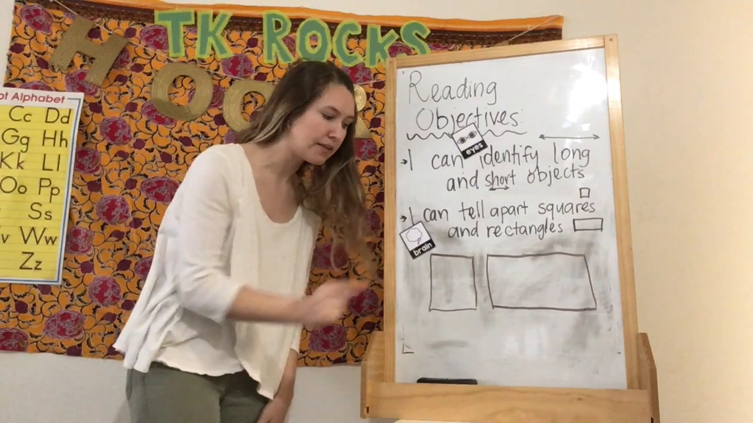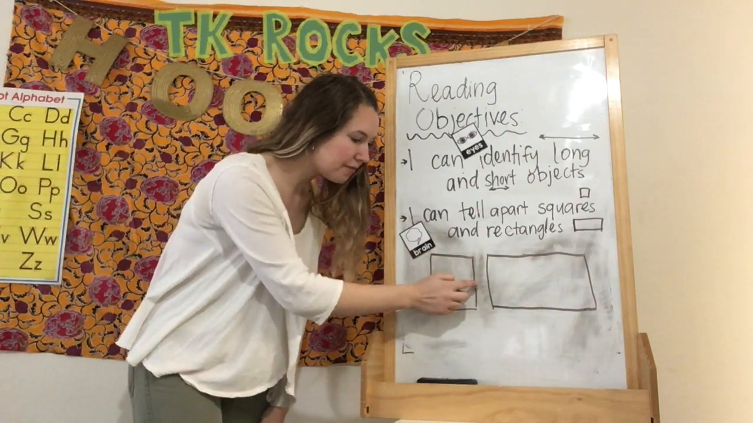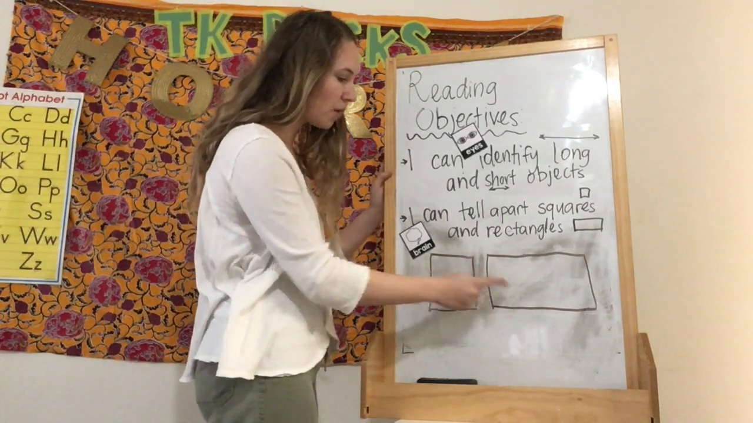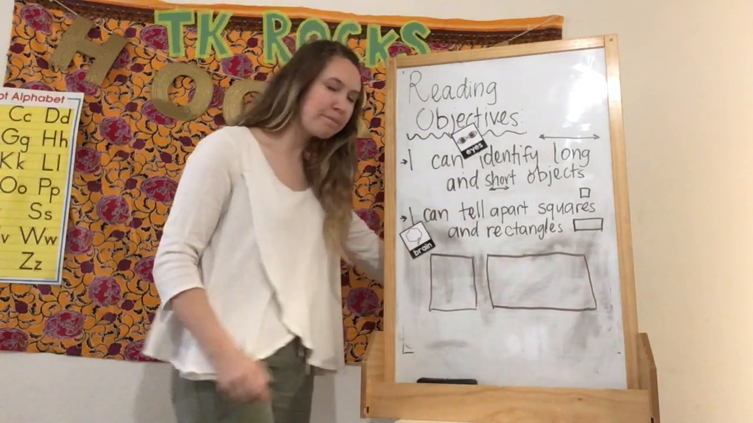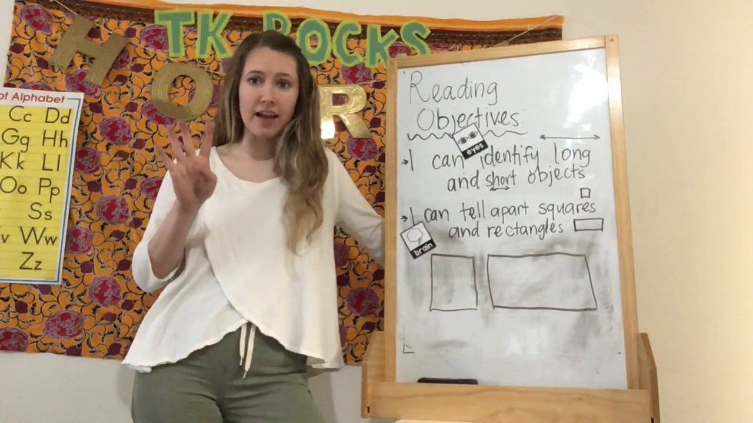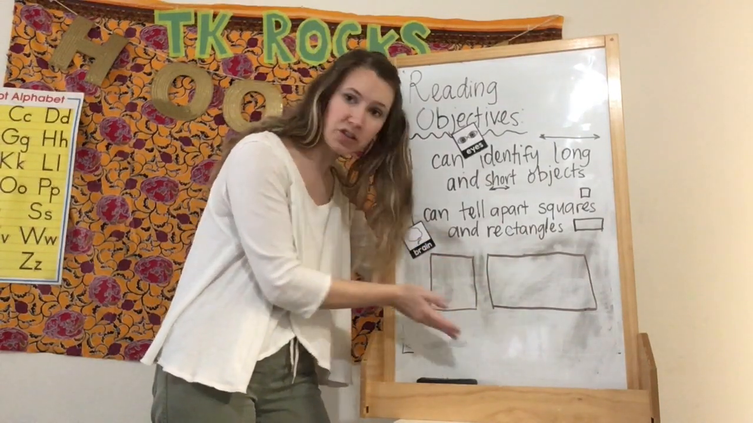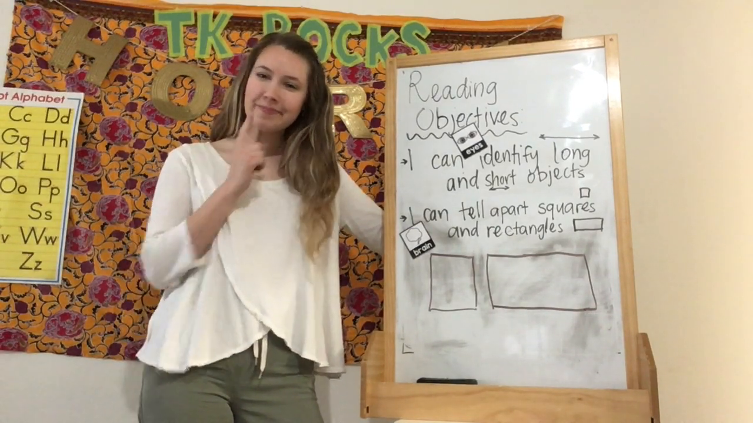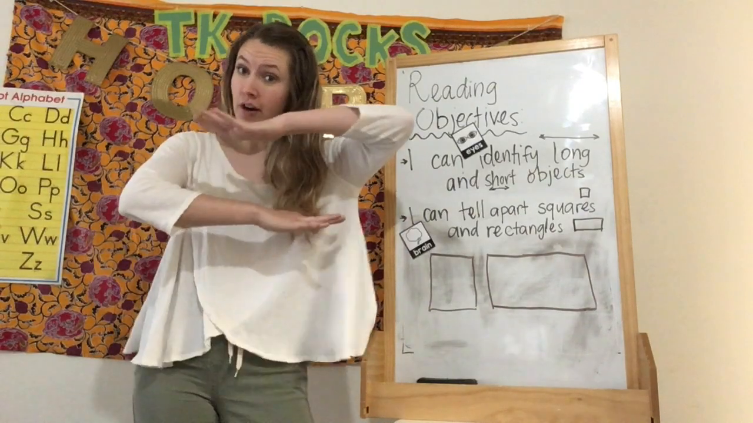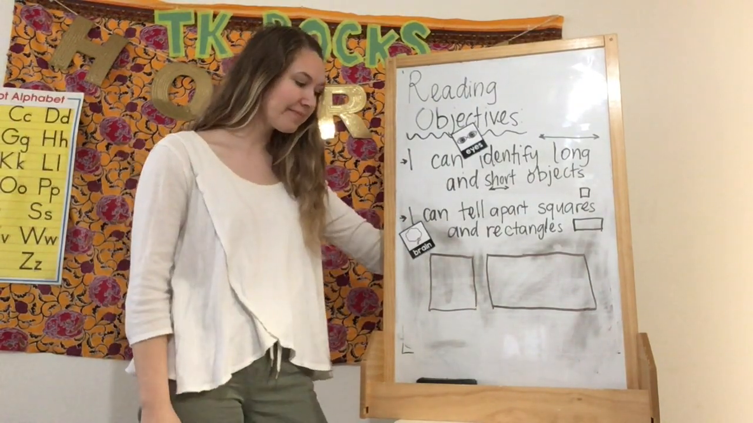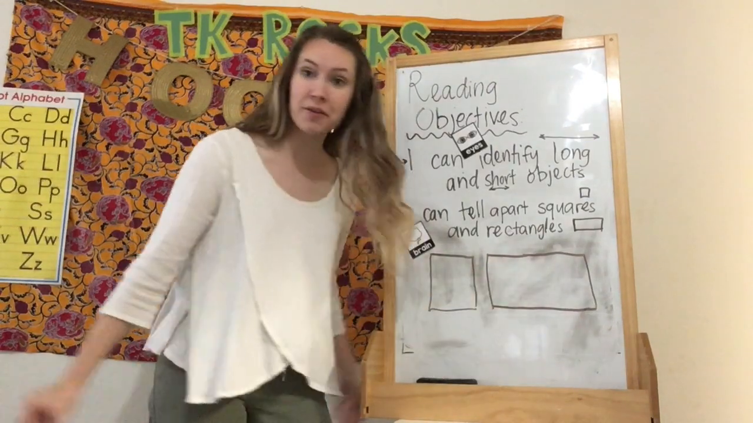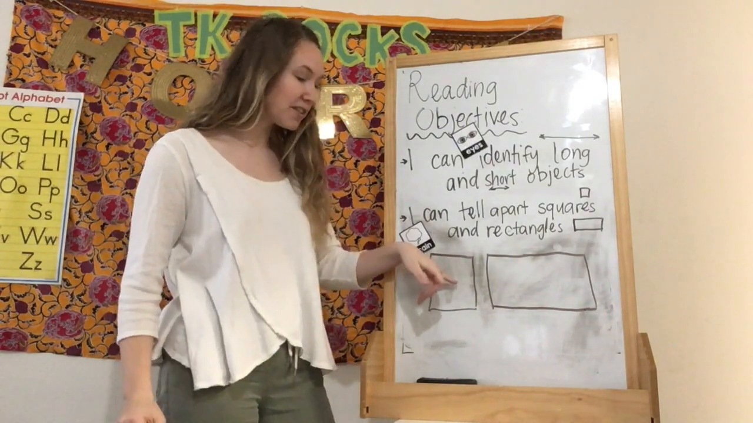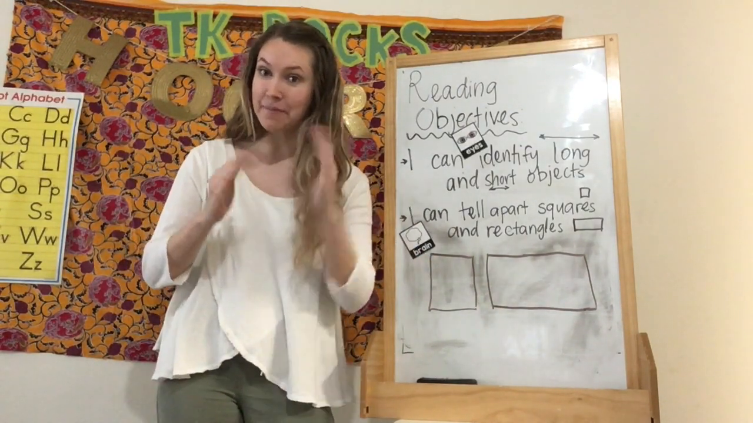Let's count the sides. 1, 2, 3, 4. So a square has 4 sides. Now let's count the sides of our rectangle. 1, 2, 3, 4. A rectangle also has 4 sides. But what's different about the sides of our square and the sides of our rectangle? Does one of them have longer sides? The rectangle. Remember, the rectangle has 2 sides longer than the other 2. And our square actually has all sides the same size.